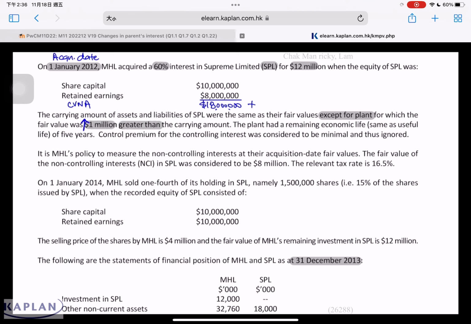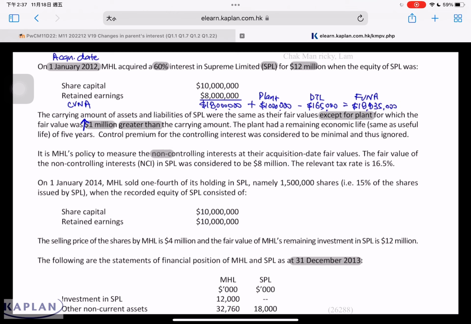That means we must increase the plant value by $1 million. We have to account for deferred tax because we are given the tax rate. Let's account for deferred tax liability. When we increase the value of the plant, we create a taxable difference which requires a deferred tax liability to be recognized at 16.5%. 16.5% is 165,000. The total fair value of net assets is 18 plus 1 million minus 165. The fair value of net assets equals 18,835.